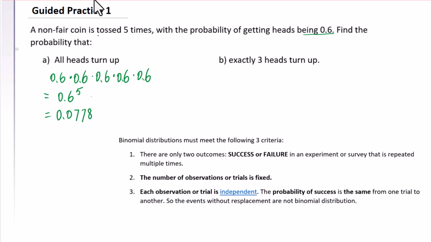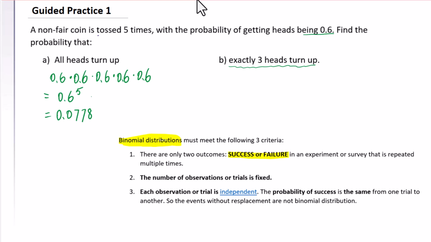B. Exactly 3 heads turn up. In the previous lessons, we didn't learn how to figure out this probability. This is the new content called binomial distributions. There are only 2 outcomes, success or failure, in an experiment or survey that is repeated multiple times. In this event, we only have 2 outcomes, head or tail.